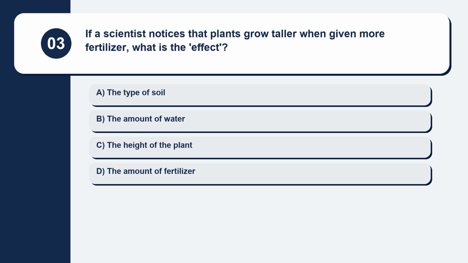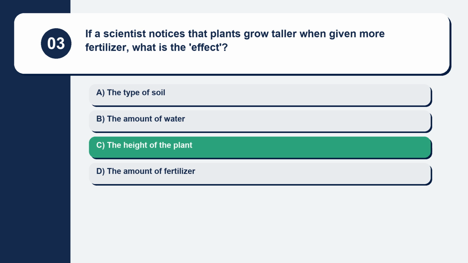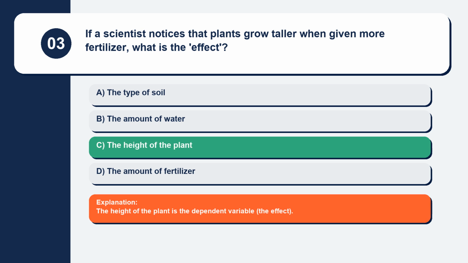Question 3. If a scientist notices that plants grow taller when given more fertilizer, what is the effect? The type of soil, the amount of water, the height of the plant, the amount of fertilizer. The height of the plant is the dependent variable, the effect.